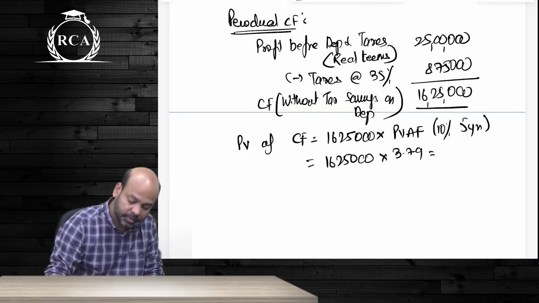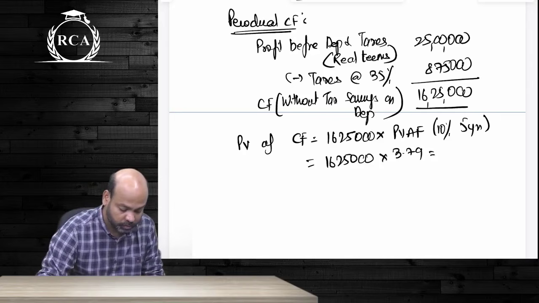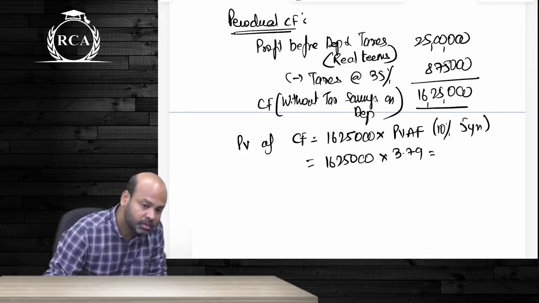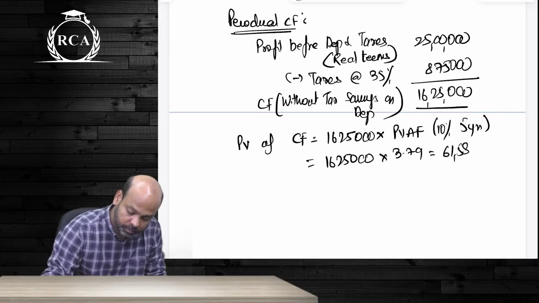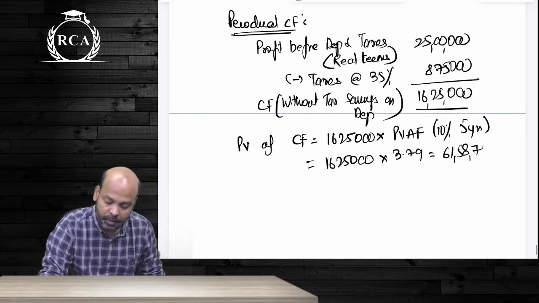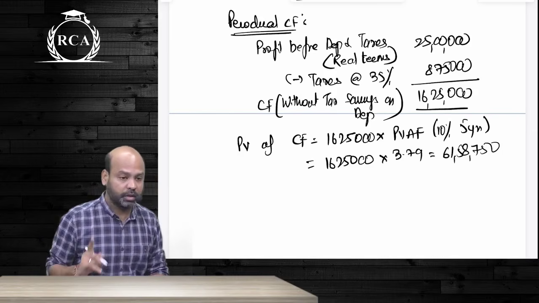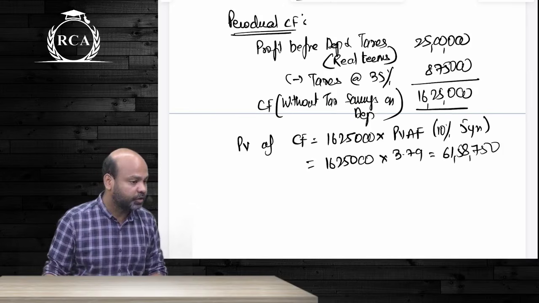3.719. How much will this be? 58,000. Any doubt so far? This is present value of periodical cash flows, guys.